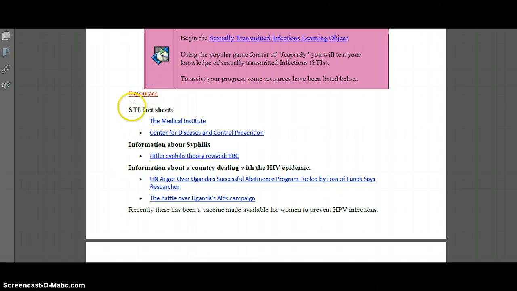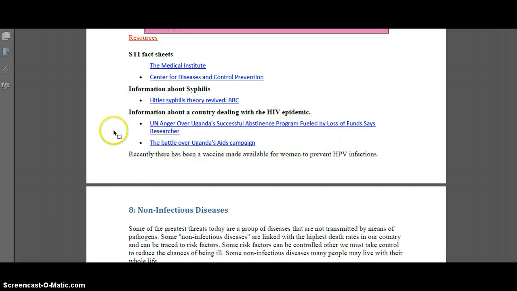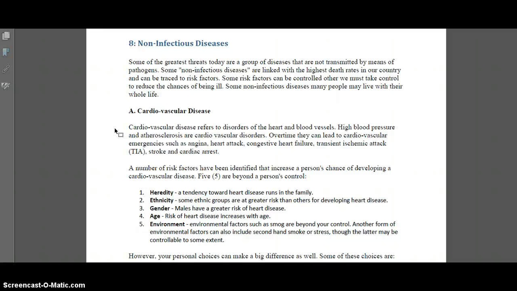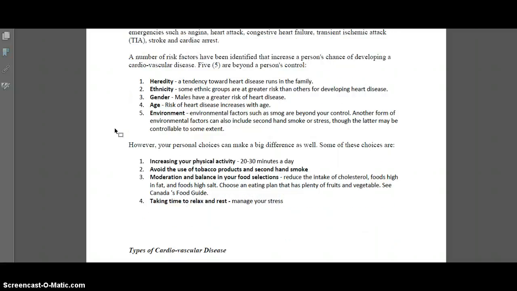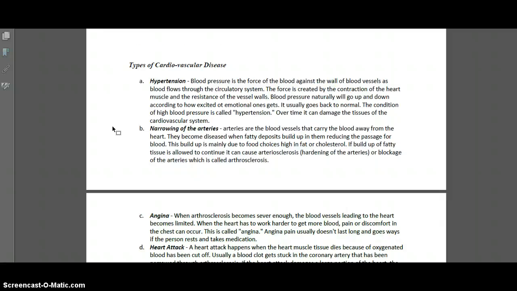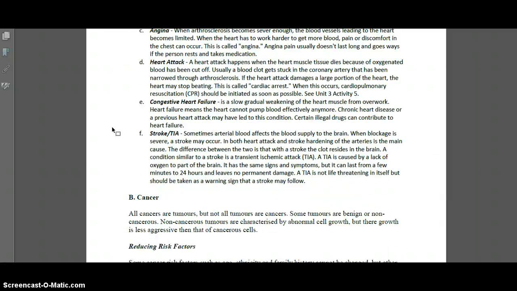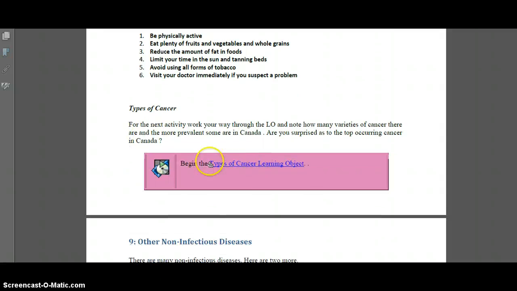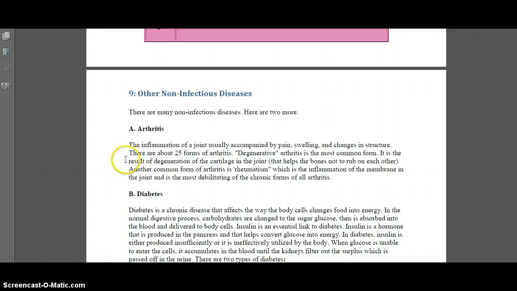Again, here's resources, so this is just for your information. You're not going to be quizzed or examined or tested on the information you find here. However, it's going to help you understand the content you're trying to learn. So non-infectious diseases, cardiovascular disease, very common one. Obviously a lot of information about that. Cancer as well, unfortunately very common. Here's another little activity. Please do that.